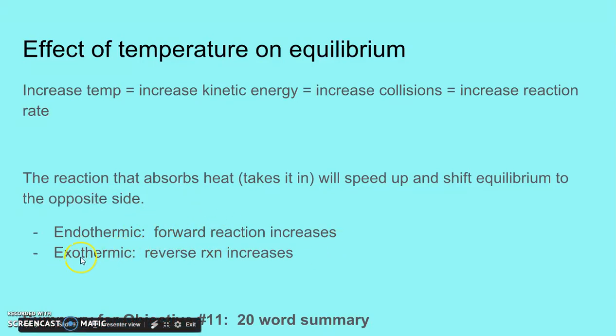If it's an exothermic reaction, it's already producing heat. I'm giving it more heat, so now it's going to try to absorb some of that. And so the reverse reaction increases and it's going to favor the reactants. So you just have to think what's going to be the opposite. It's going to do the opposite of whatever I did to try to reverse it. And like I said, we're going to do this in a lab. So the summary for objective number 11 is a 20-word summary.